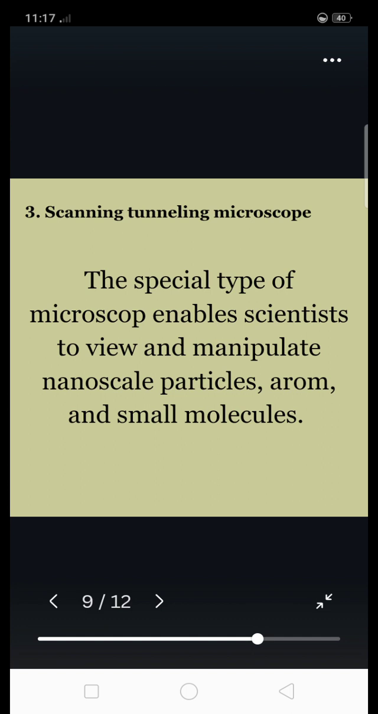The last one is the scanning tunnel microscope. This special type of microscope enables scientists to view and manipulate nanoscale particles, atoms, and small molecules. Take note of this. In 1986, Gerd Binnig and Heinrich Rohrer won the Nobel Prize in Physics because of this invention.